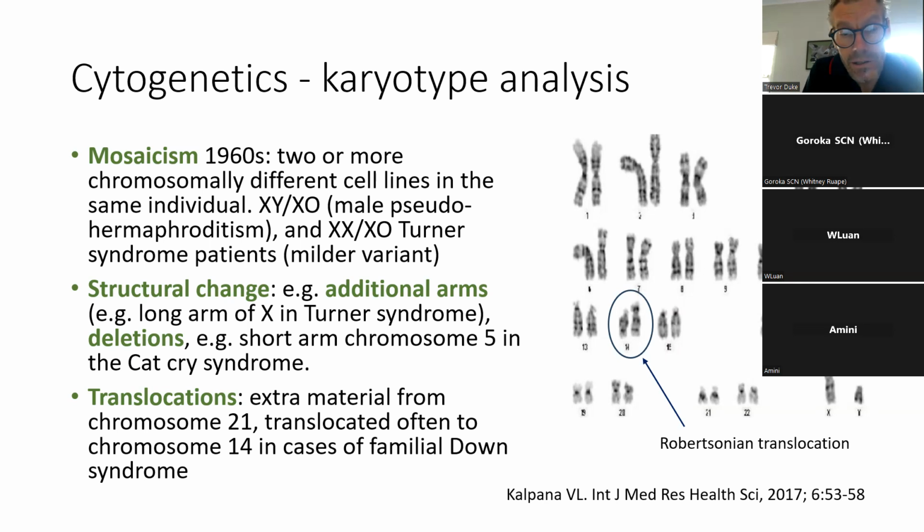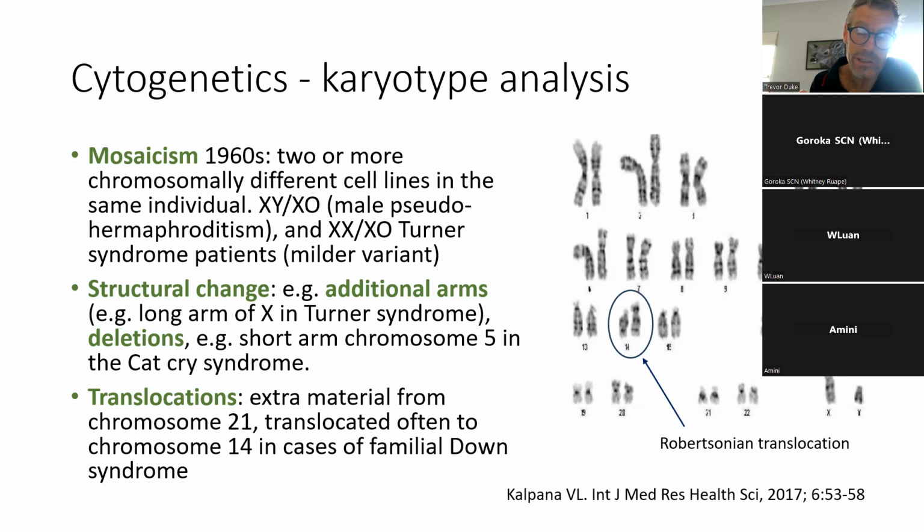The other term to know is structural changes in chromosomes, and some of those will be additional arms of a chromosome. They're often what we call translocations of chromosomes, not always, or deletions, where one whole part of the chromosome, not just one gene, is deleted. That's a structural change, an addition or a deletion, a chromosomal deletion. Translocations are where extra material from one chromosome is transferred to another chromosome, and that occurs in some forms of Down syndrome.